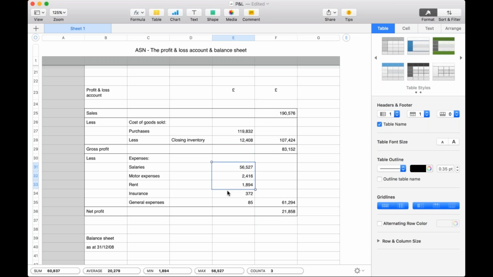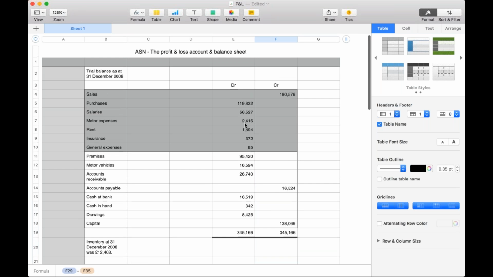And we've then got a few expenses. We've got salaries, motor expenses, rent, insurance, and general expenses, and that comes to that figure there. And our net profit is the gross profit less the expenses. I know I've run through that really quickly, but I did cover that in a lot of detail in the last session. So it's just a refresher, and to show you how that's made up. And it's made up from the shaded area of the trial balance above.